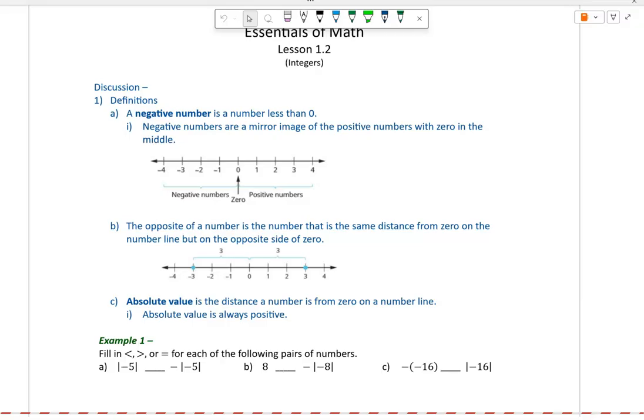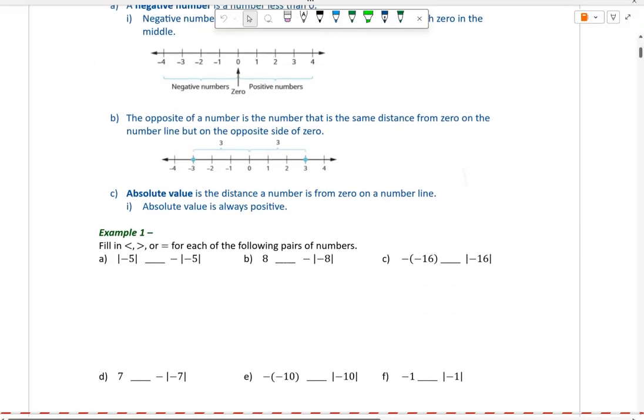Y'all remember absolute value? Okay, because the definition of absolute value is the distance a number is from 0 on a number line, right? Because absolute value is the distance, that's why it's always positive. Because we can't have a negative distance, right? Or at least not in our plane of existence. Maybe in another universe you can, but not here.